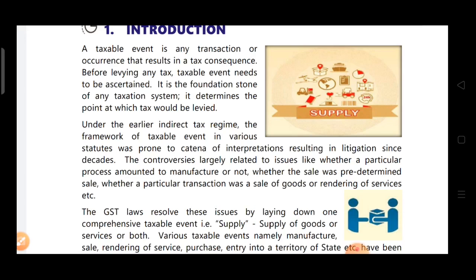In the earlier tax regime, the framework of taxable event was prone to a catena of interpretations, means it was prone to a chain of interpretations, like whether this amounts to manufacture or not. If it is manufacture, then the tax consequence will be like this. If it is a sale, then the tax consequence will be this. So there was a series of interpretations, a chain of interpretations in the earlier tax regime.